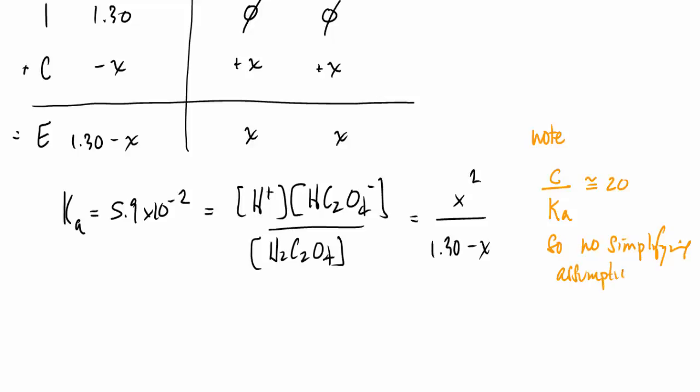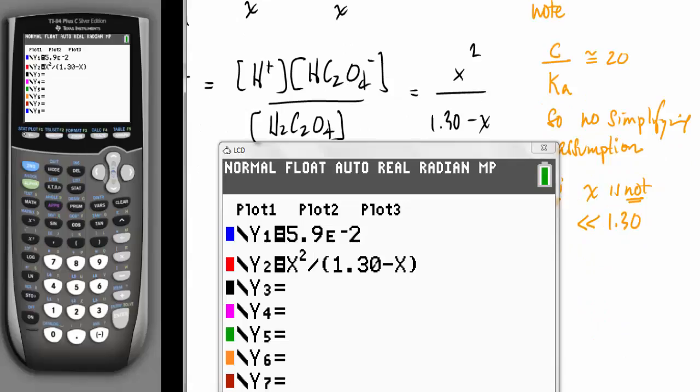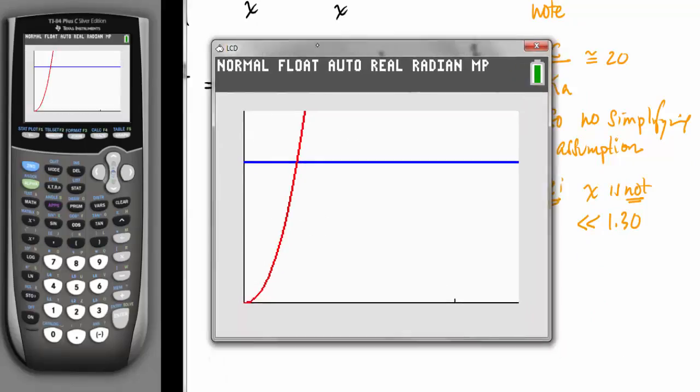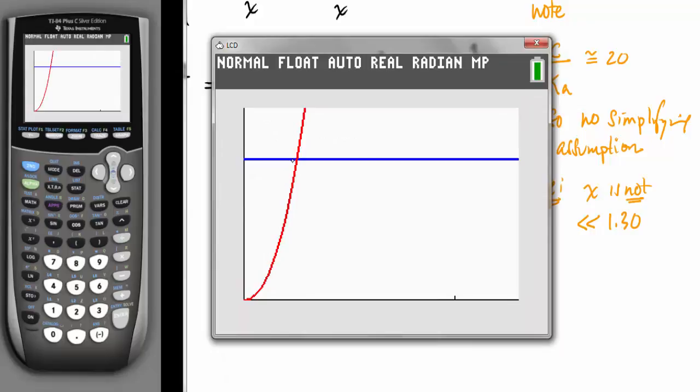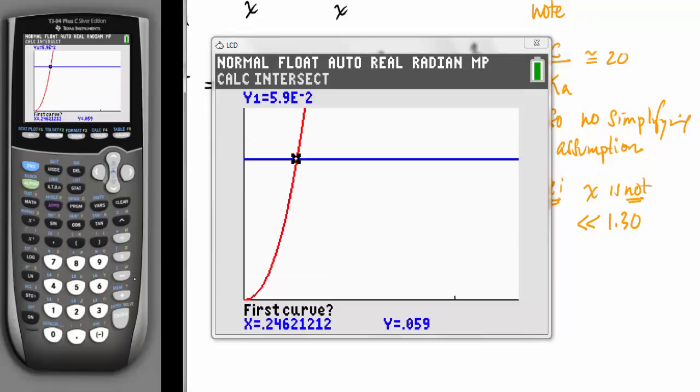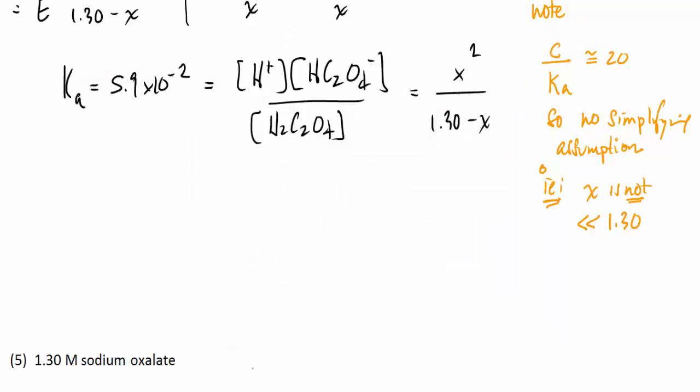And in this case, we'll look at the concentration to K value and realize that there's not quite 2 orders of magnitude here. We're looking for 4 orders of magnitude if we want to make that simplifying assumption. So we'll solve this one with our calculator, and we'll graph Y1 and Y2 there, put our 2 expressions in, and go ahead and get them here.